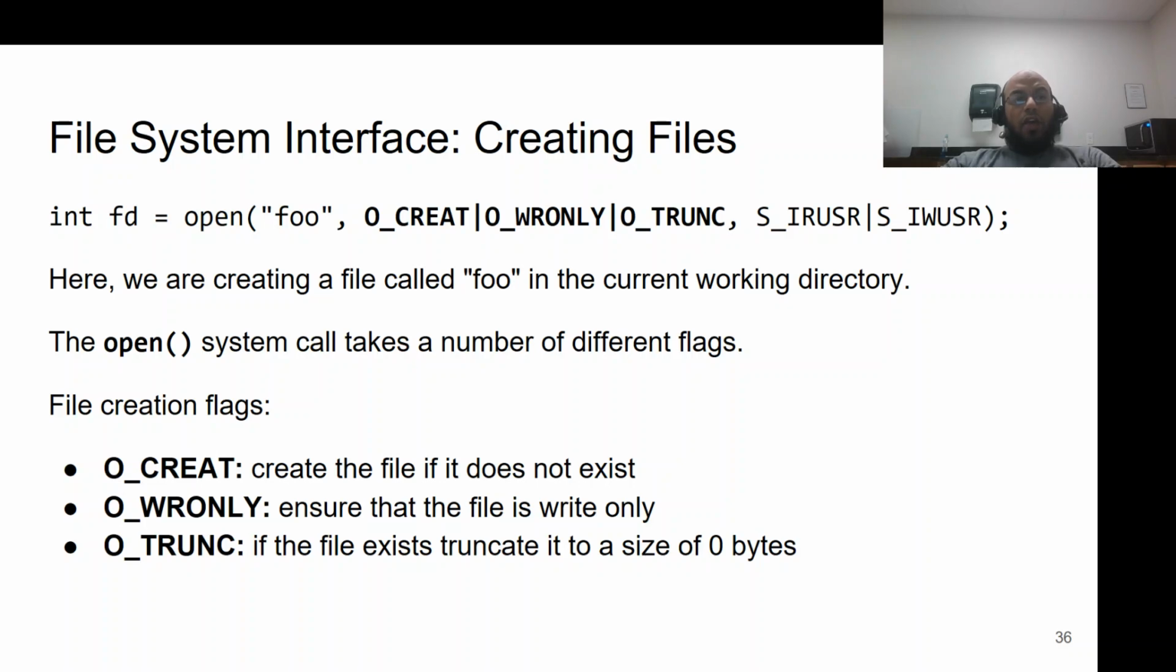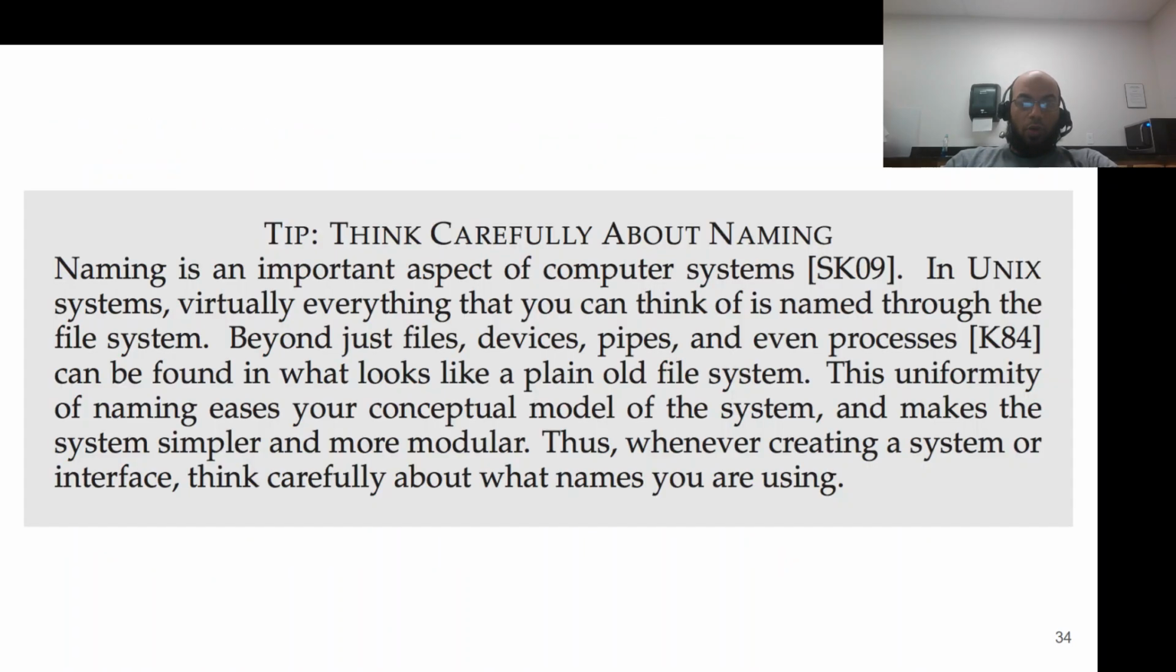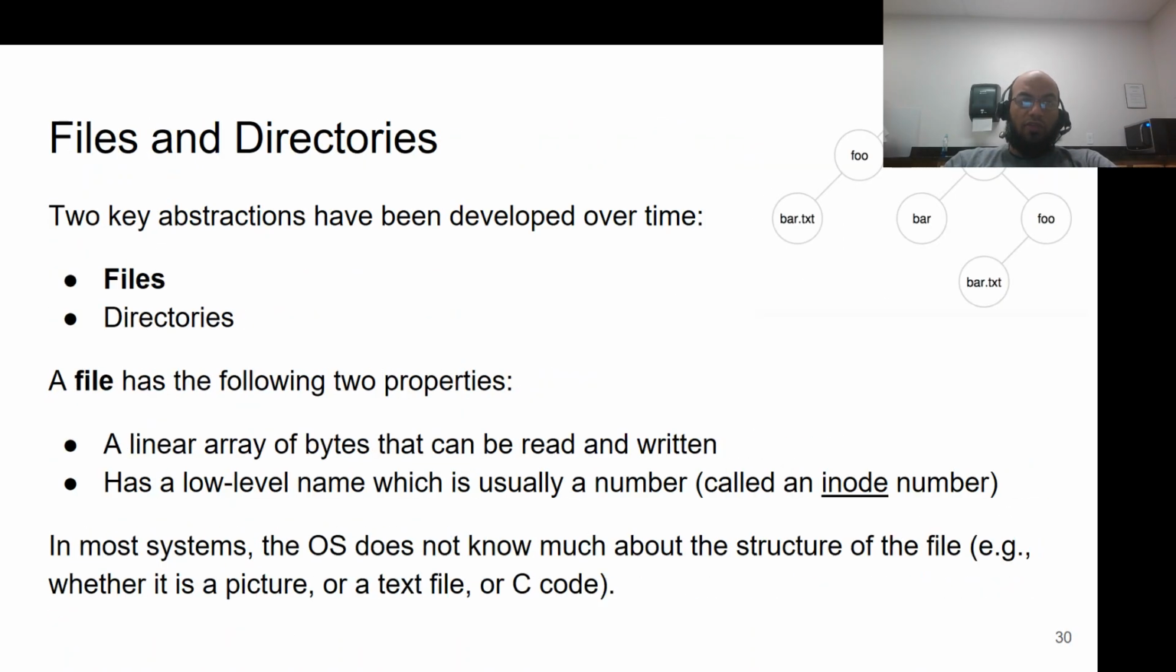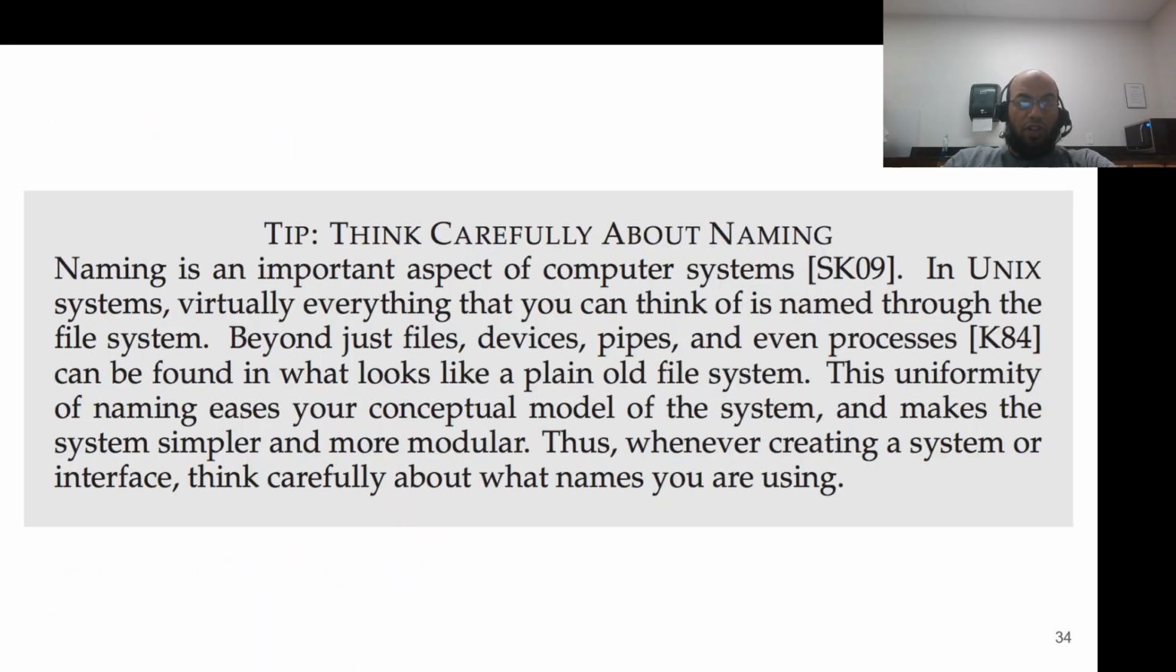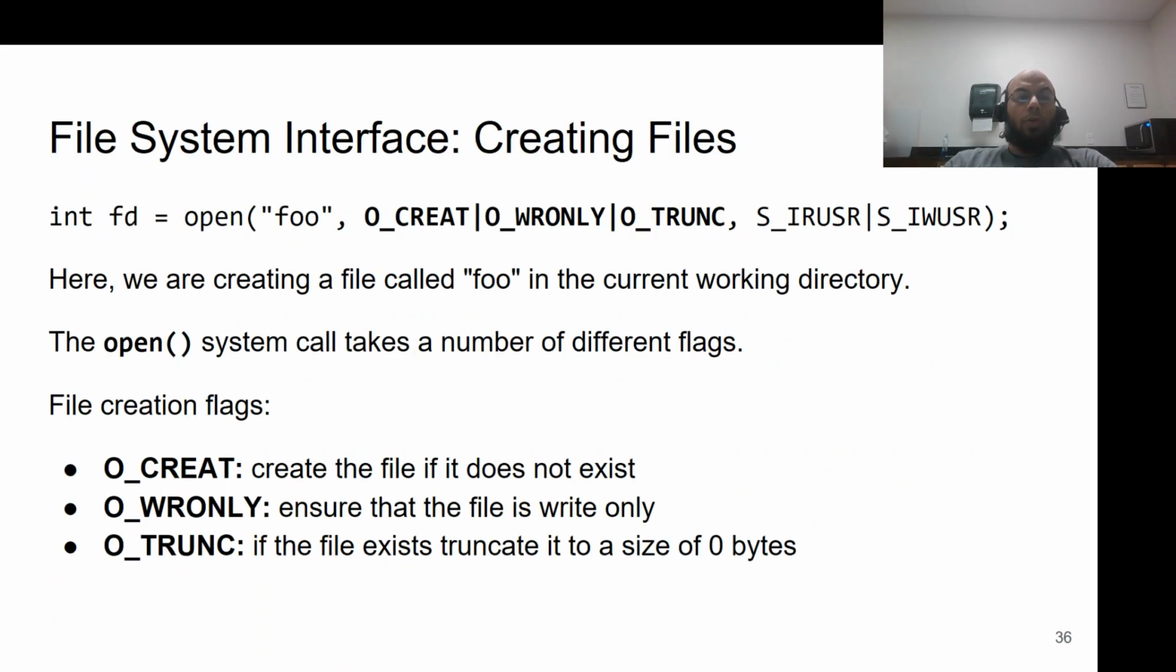And then we have a file system interface that is implemented by the file system. So we were talking about files and directories, which are the abstractions that we have in the file system, and now we are going to talk about the interface to create files and directories.